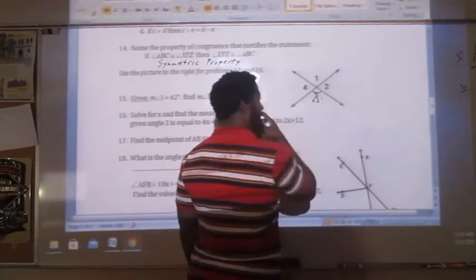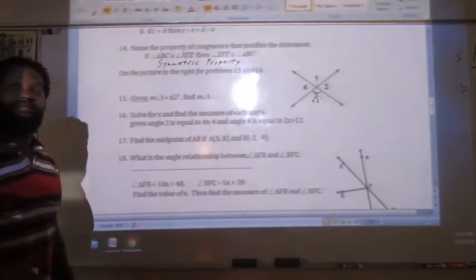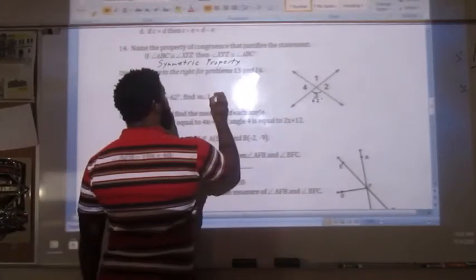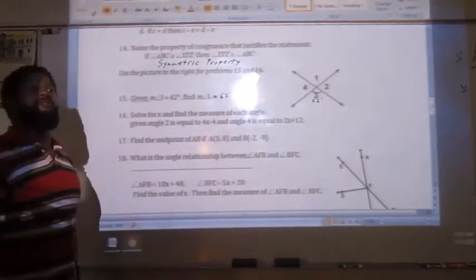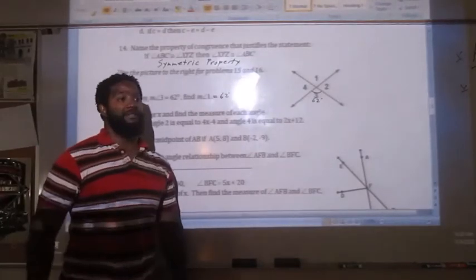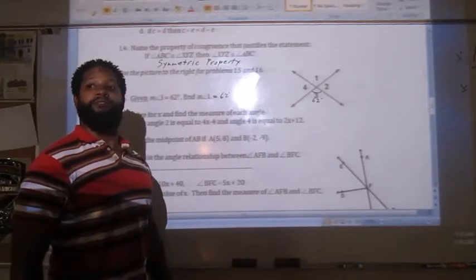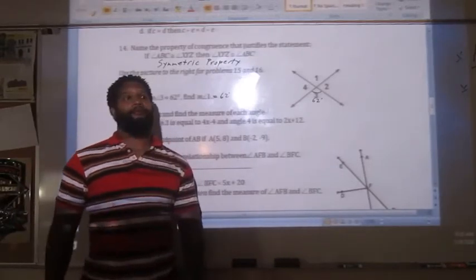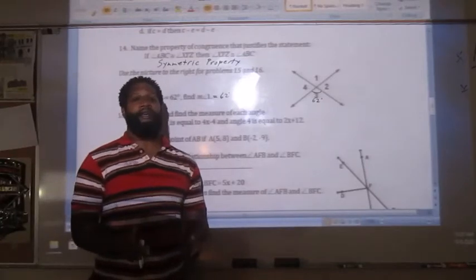Yeah, 62, right? Measure of angle 1 is what? Would it be 62? Measure of angle 1 is equal to 62 degrees. Why? Because it's congruent. Through what property? Because you can't just say that it's congruent. I need for y'all to understand why.